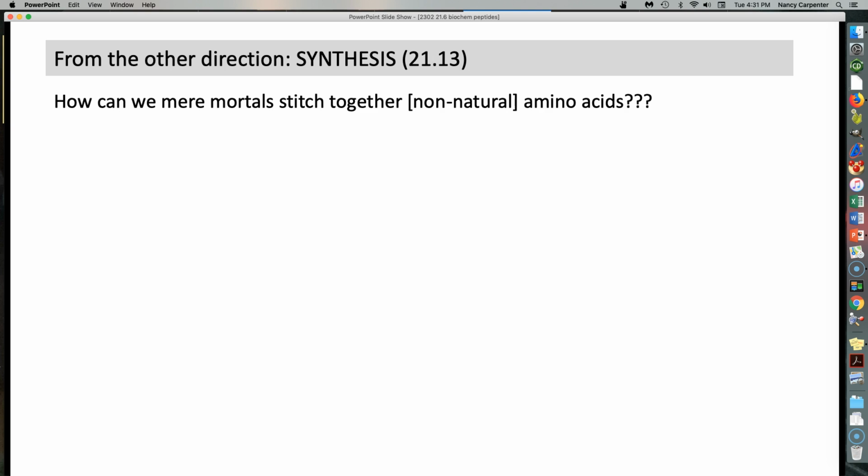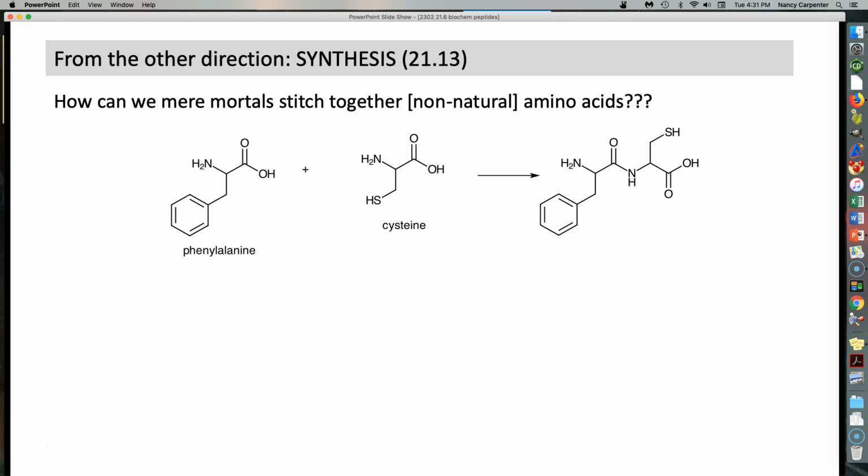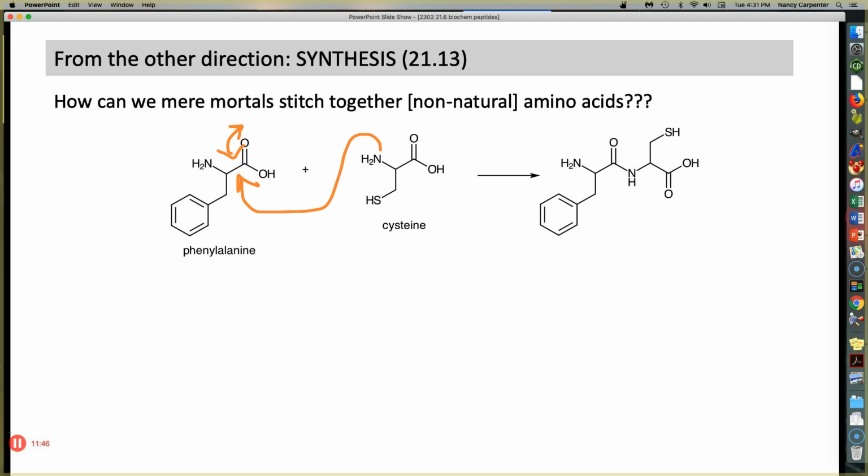But how can we stitch them together? Let's say I want to make a non-natural amino acid. Well, we have figured that out too, but it's not trivial either. So let's say I want to start putting together two amino acids like phenylalanine and cysteine. Well, easy peasy, right? I mean, all I have to do is, here's my nucleophile. I know I have to activate this. Don't worry about that, but no problem. Well, there's lots of problems.